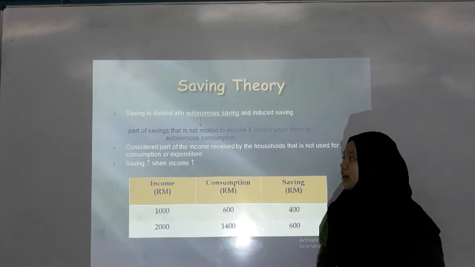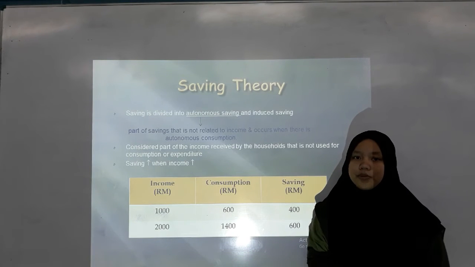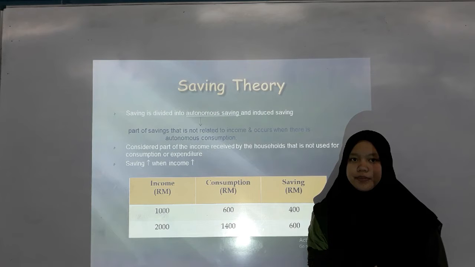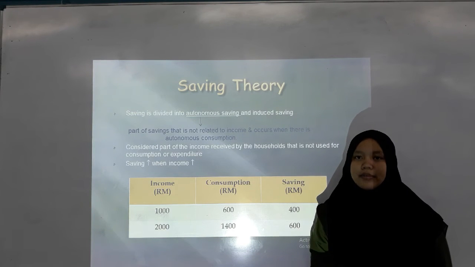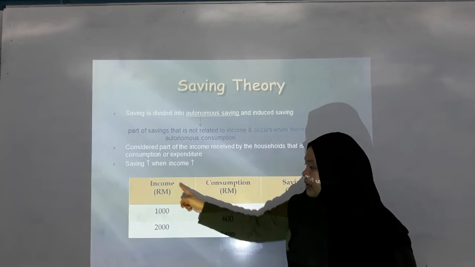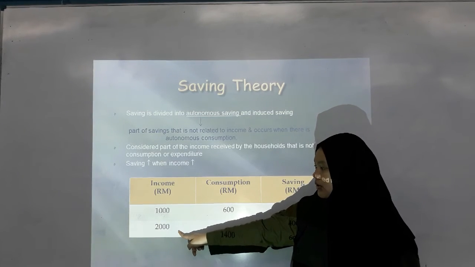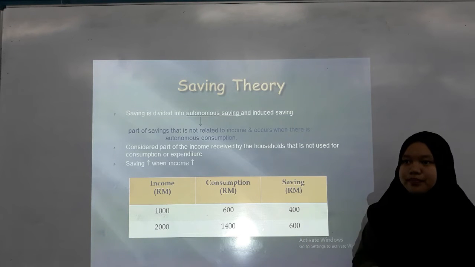Saving is considered the part of the income received by households that is not used for consumption or expenditure. Saving will increase when income increases. For example, we can see that when income increases from 1,000 to 2,000, saving will increase from 400 to 600.